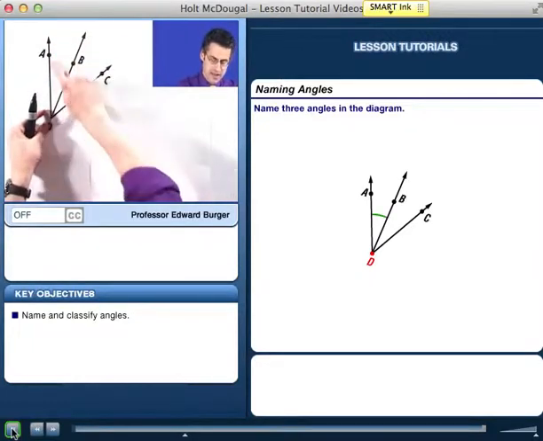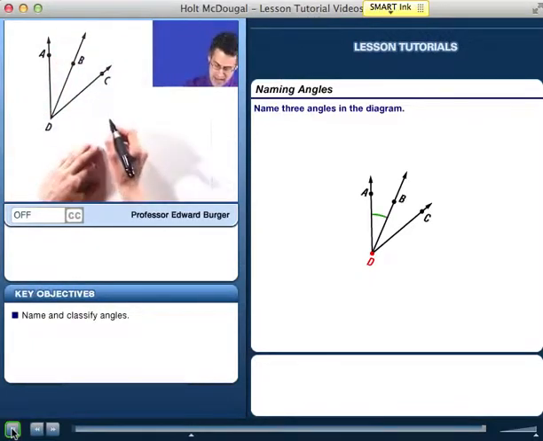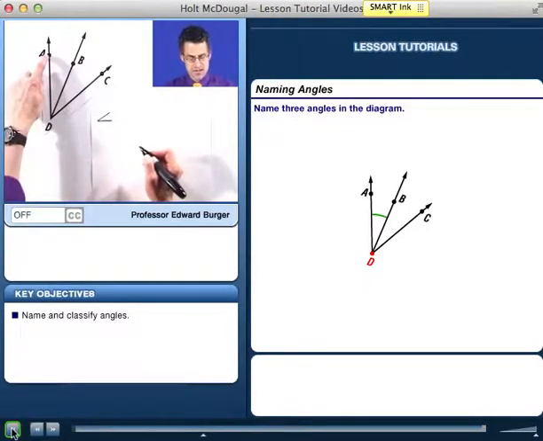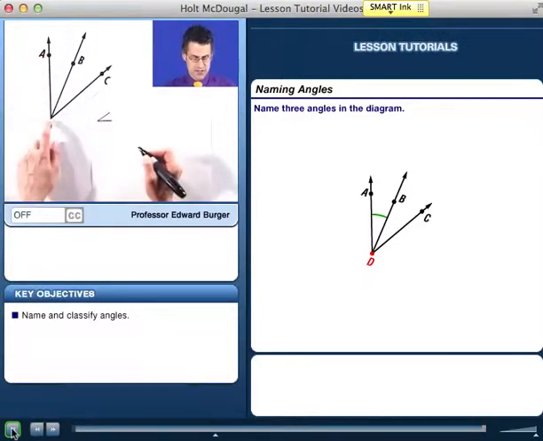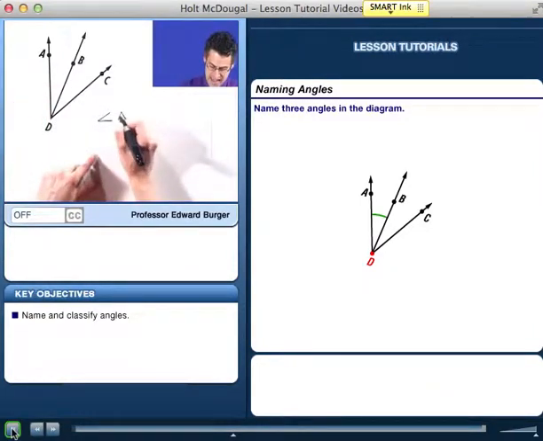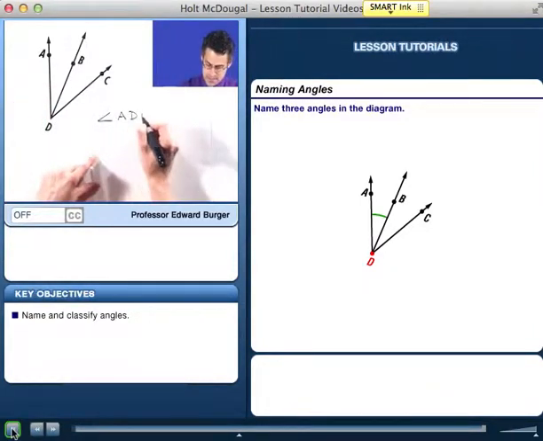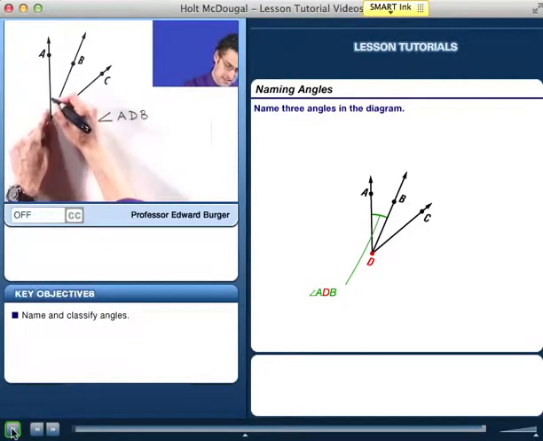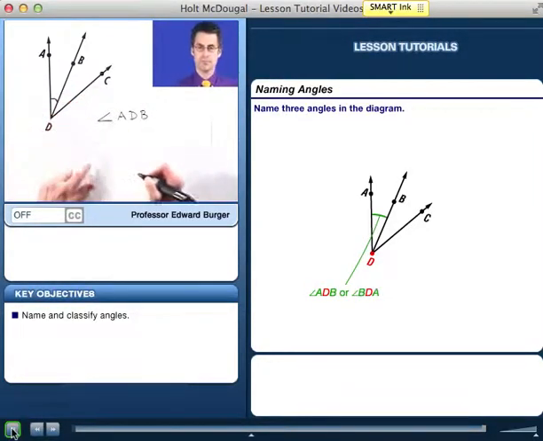Now, how am I going to write that? Well, the notation that we use is we write a little angle symbol, and then I'm going to write these letters. And the order of the letters always has to be that the center letter is going to be the common endpoint that the 2 rays share. So in this case, I could write it as A, D, B. And that represents this angle right there.